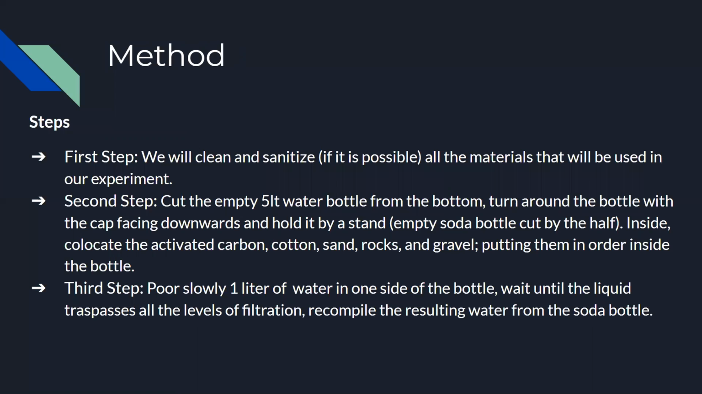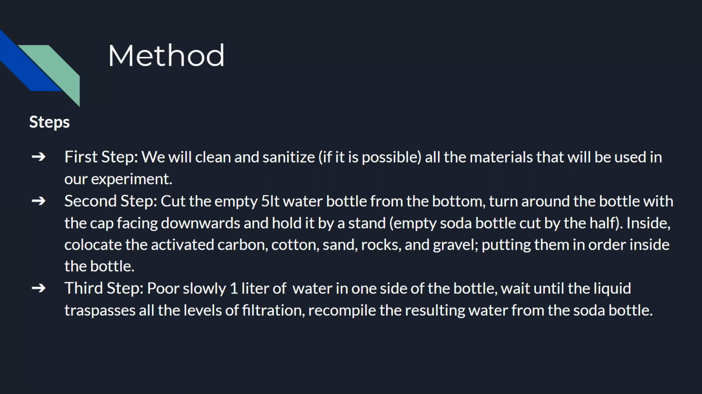Well, the procedure of this experiment is very simple. Our first step is that we will clean and sanitize, if possible, all the materials that will be used in our experiment. The second step is to cut the empty 5-liter water bottle from the bottom, turn it around with the cap facing downwards and hold it by a stand. The empty soda bottle cut by half. Inside, place the activated carbon, cotton, sand, rocks, and gravel, putting them in order inside the bottle.